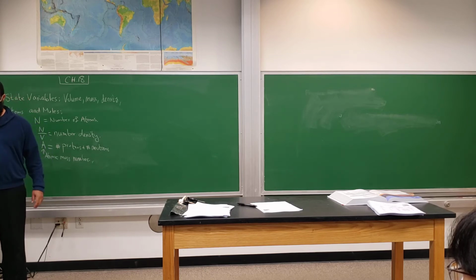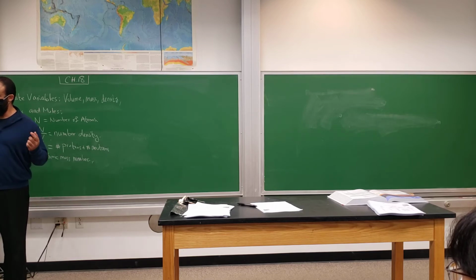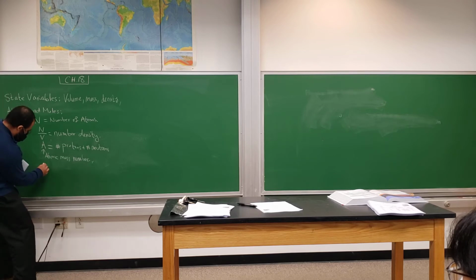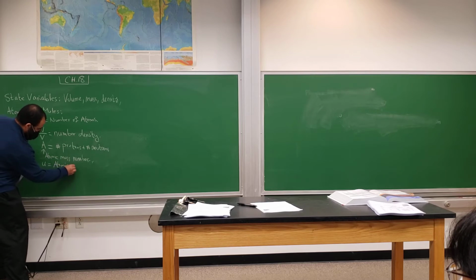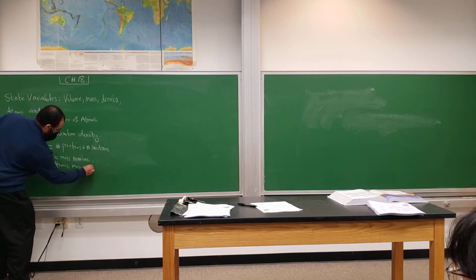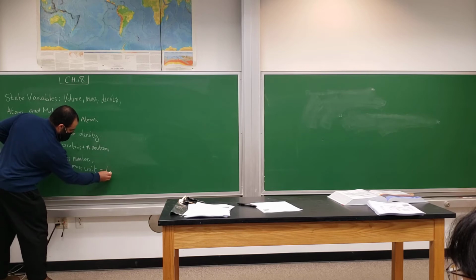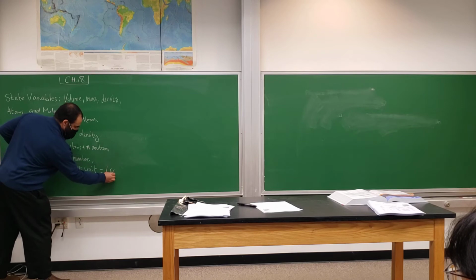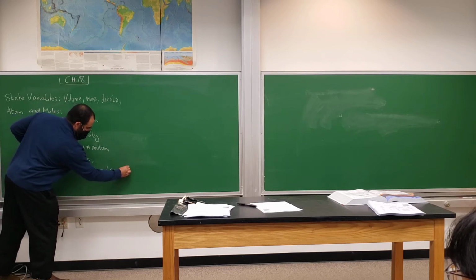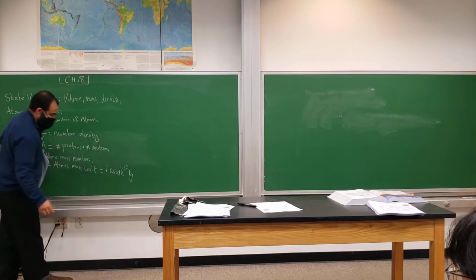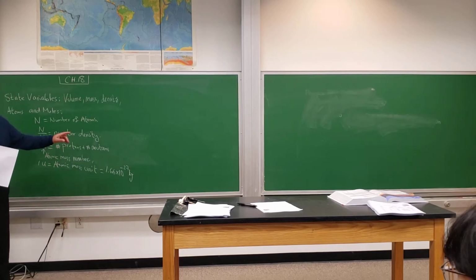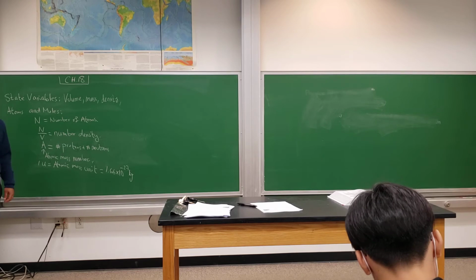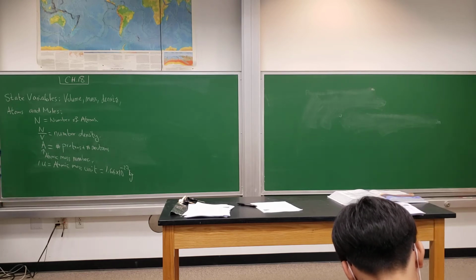So now, the atomic mass unit, called U. So again, I'm mentioning all this. U is the atomic mass unit, and 1 U is 1.66 times 10 to the minus 27 kilograms, or 1.66 times 10 to the minus 24 grams, right? Okay. All right.